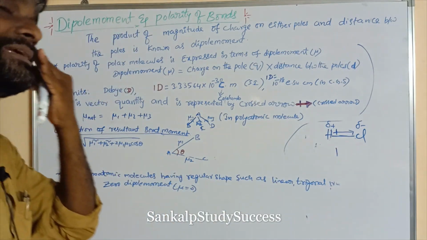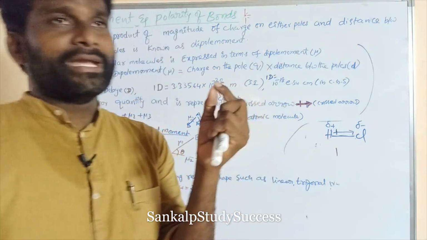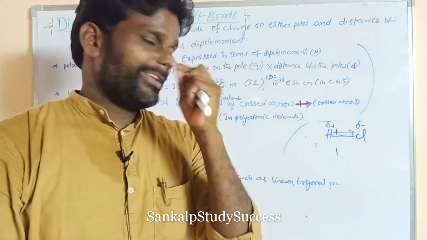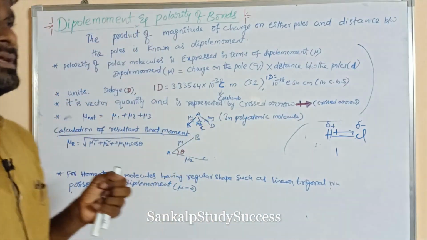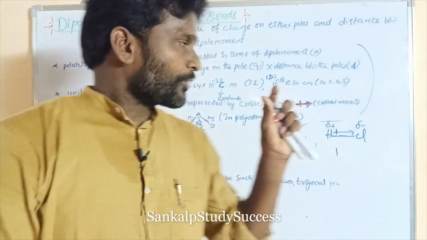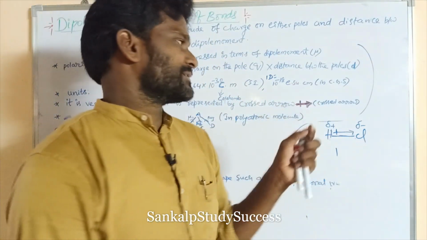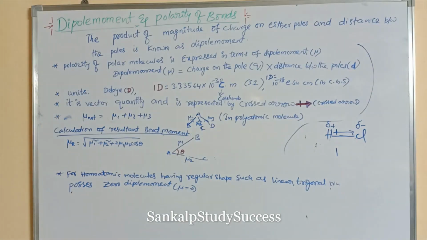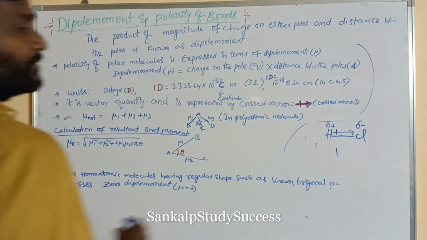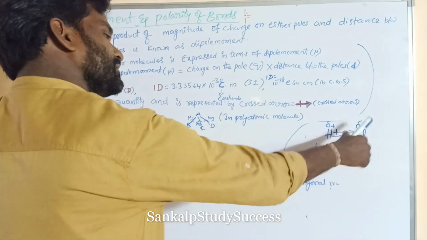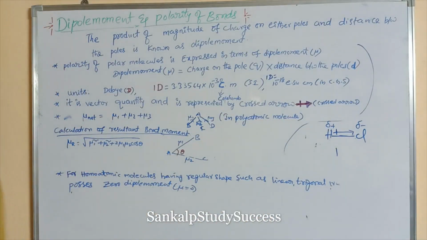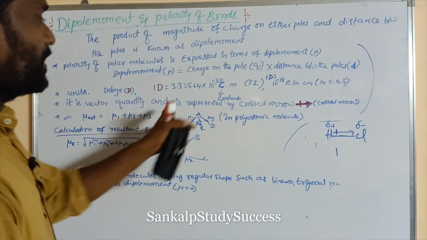Next, it is a vector quantity. Vector quantity means it has magnitude and direction. We know about vector and scalar. A vector must contain magnitude and direction, but a scalar contains only magnitude. So it is present in some direction and it has some magnitude of charge. So it is a vector quantity.